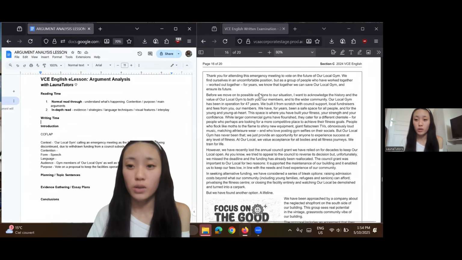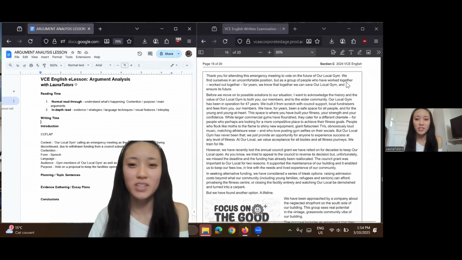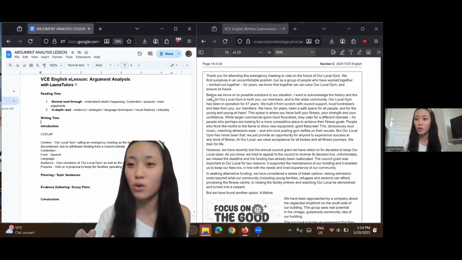She's using the word we a lot. She's using a bit of humor. She's saying the word together a lot and emphasizing it. And she's making jokes like worked together, worked out together, you know? So I would say that the tone is infused with a little bit of humor, a little bit of lightheartedness, at least at the beginning.